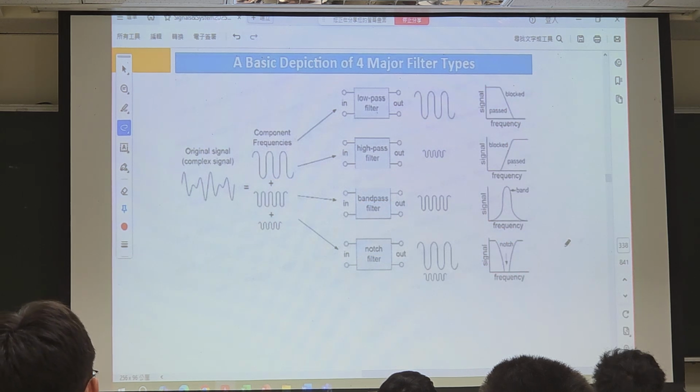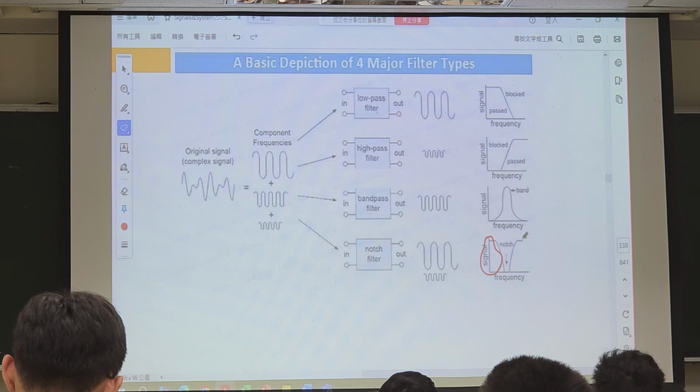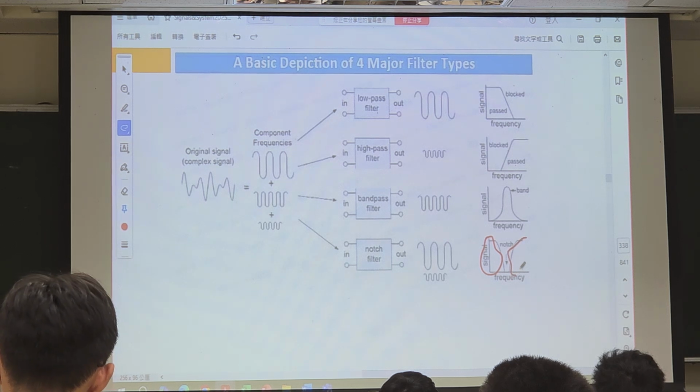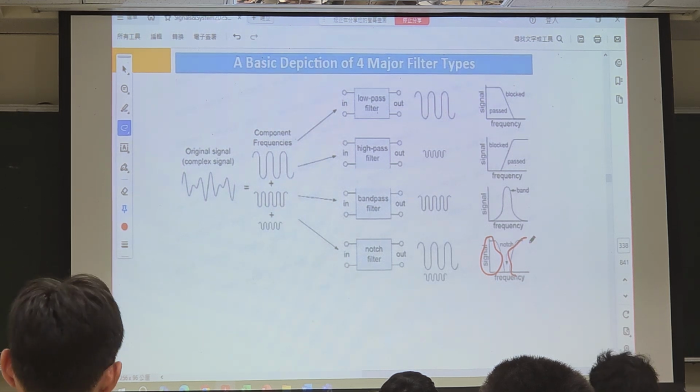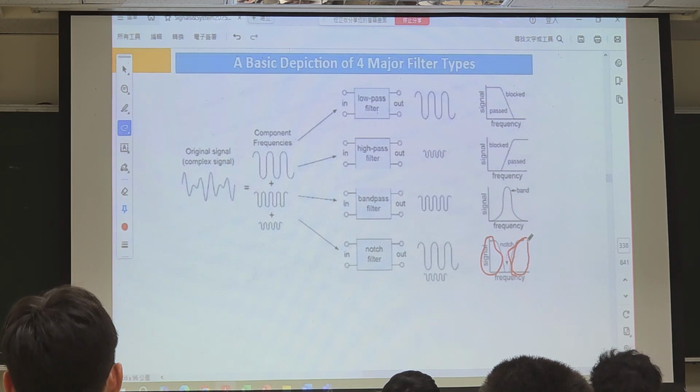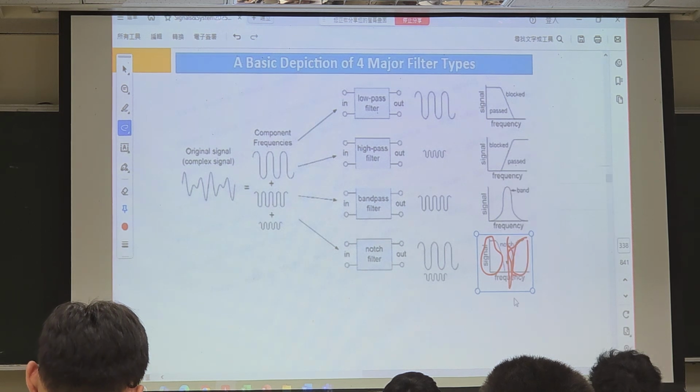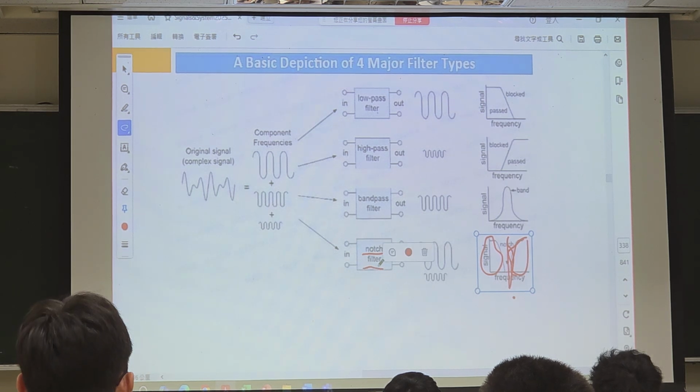Okay, one more time. If I only want the low frequency component and the high frequency component to go through, and I want to kill the middle one, this is middle frequency, then I should use the notch filter. Notch filter, kind of a hole.